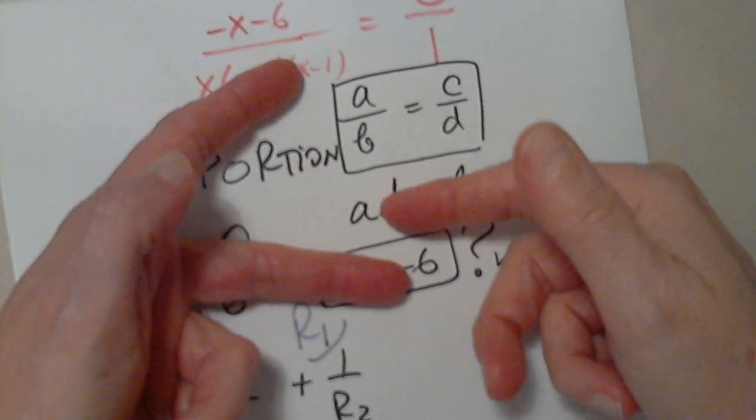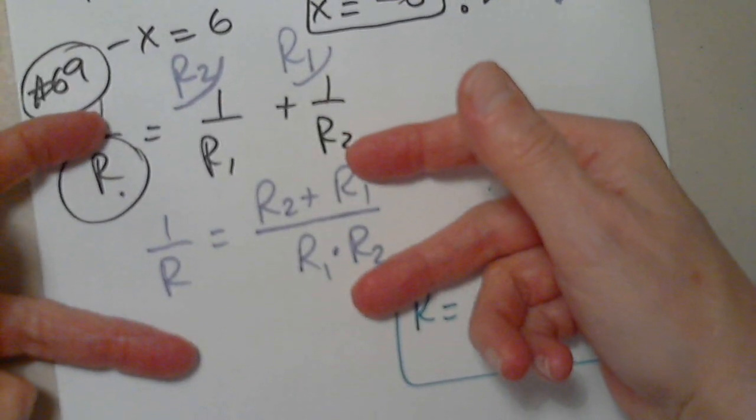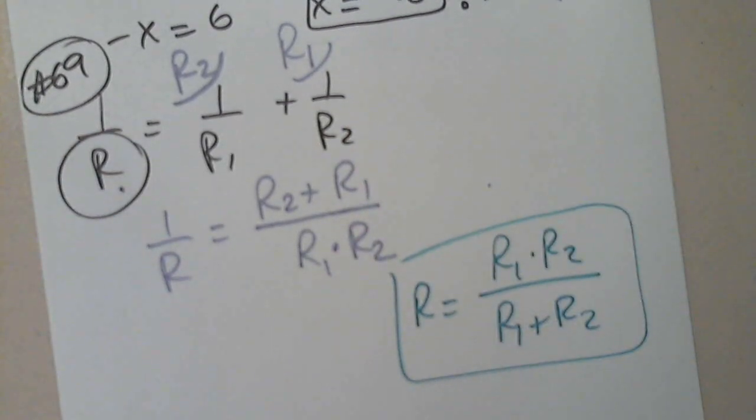It's the same thing, B over A equals D over C, as long as I flip both at the same time. But I have to turn it into a proportion first. I won't be able to do this otherwise. Any questions?